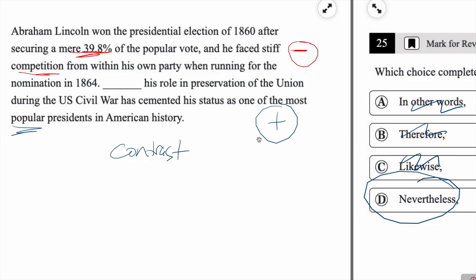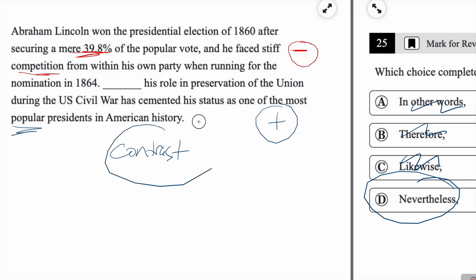And so, nevertheless, kind of like despite the fact that he wasn't initially that popular and he faced challenges from within his own party, he nonetheless persevered and is now considered a very popular president. And so there's our contrast word.